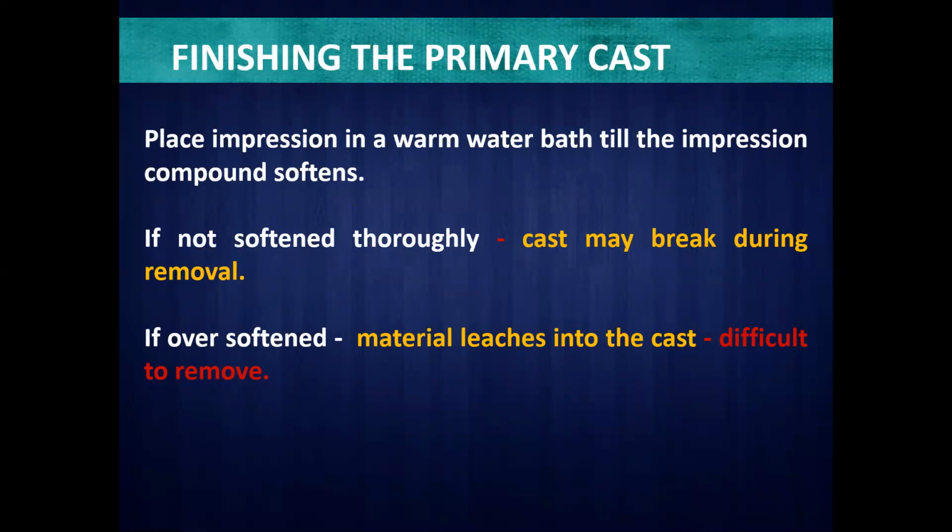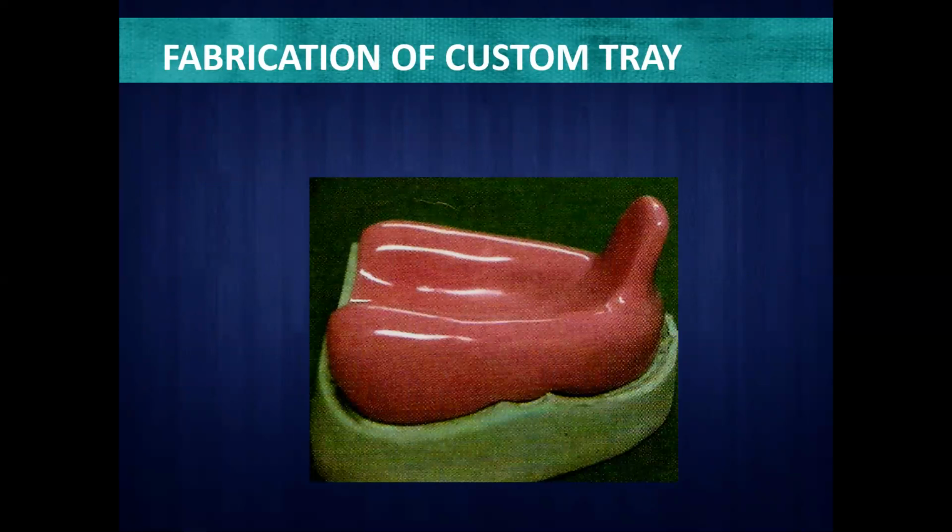So first of all, finishing of the primary cast. We place the impression in a warm water bath till the impression compound softens. Usually we make the impression using impression compound. So to remove it, you place the impression in a warm water bath till the compound softens. But always take care that it is softened thoroughly, because if not, the cast may break during removal, and if over softened, the material leaches into the cast and it becomes difficult to remove the impression compound.